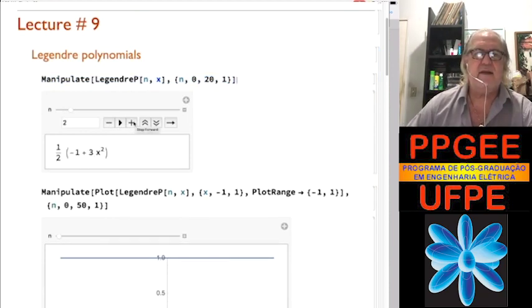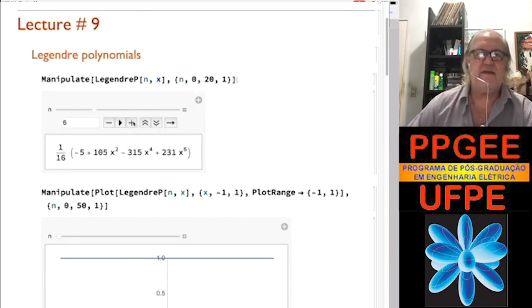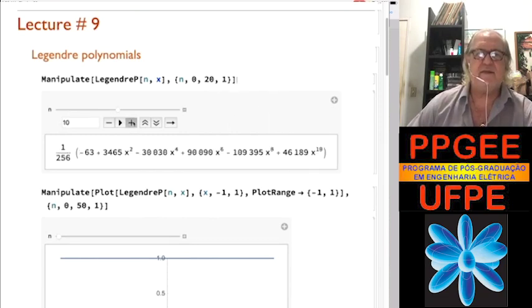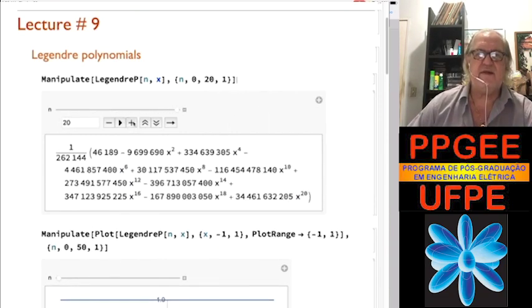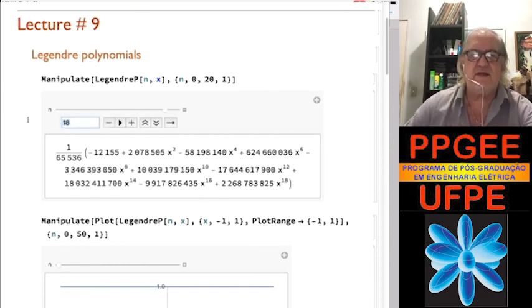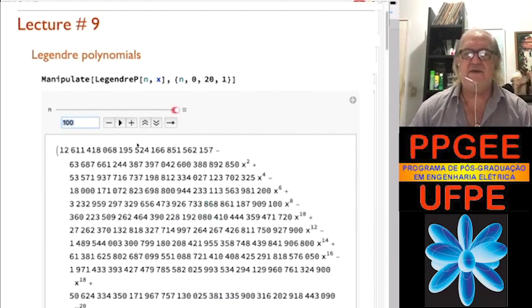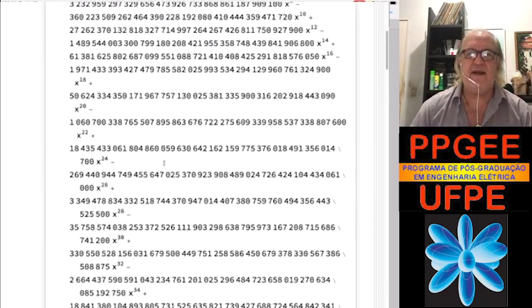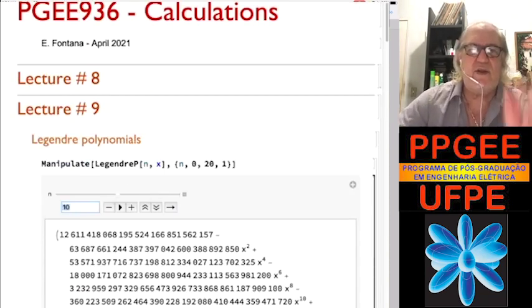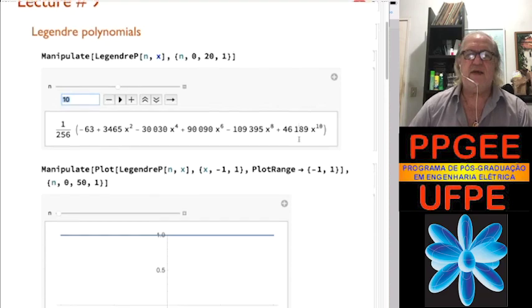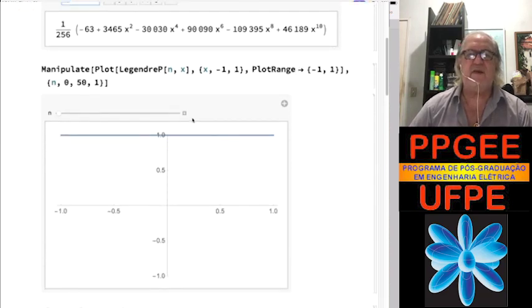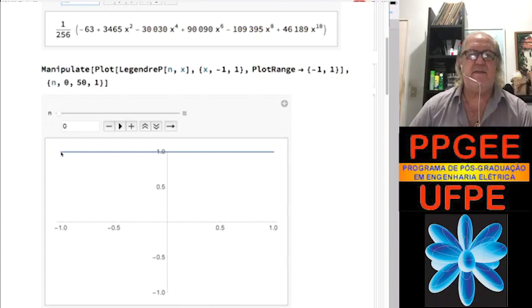So you see P2, P3, and so forth, P4, and so on. I can make a lot of polynomials if I want, up to 20 here. I could increase that; if I put 100, I would have a very large Legendre polynomial. Let's not do that, let's just keep it low. So here is a plot of different Legendre polynomials. This is P0, which is a constant.